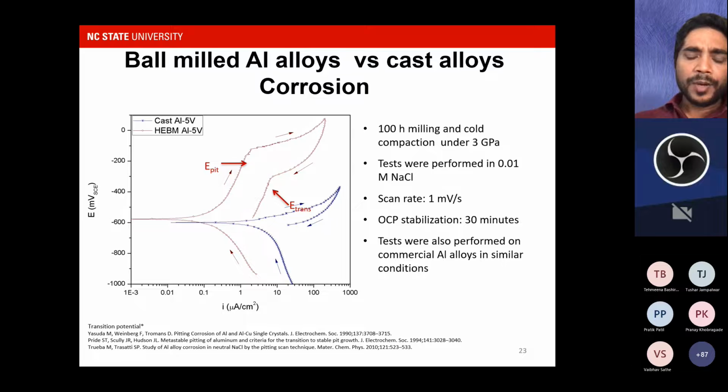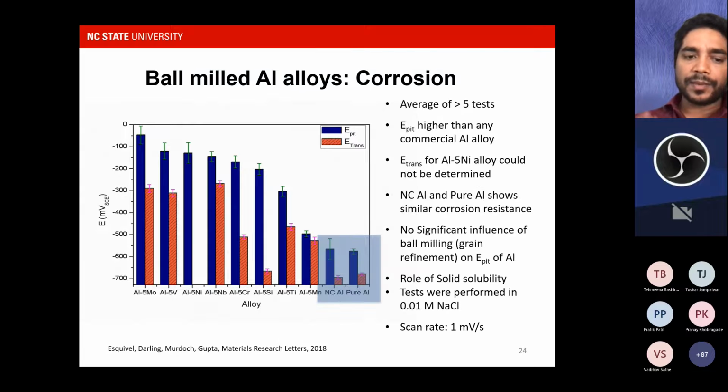So I'll probably skip that. I just wanted to give you an introduction to the corrosion performance. So here is the corrosion performance, how that looks. On the y-axis, you see the potential, and we are presenting two potentials. One is the pitting potential, and another is the transition potential, right? What we want is a higher pitting potential and a higher transition potential. The higher these numbers are, the higher the corrosion resistance would be, right?